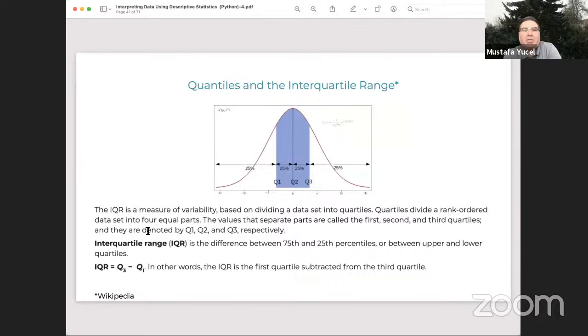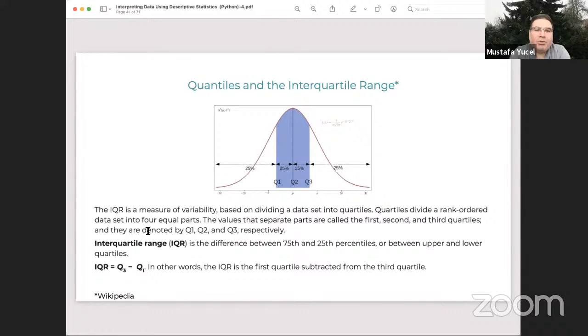Quantiles and interquartile range. These are another measure of dispersion. When you sort your data from smallest to highest, let's say you work in a company and you sorted everybody's salaries from the lowest salary to the highest salary.